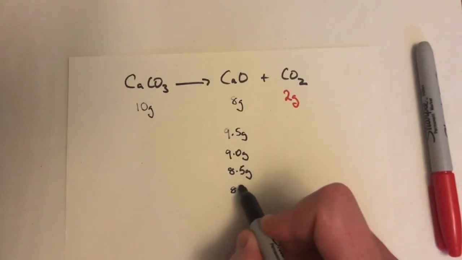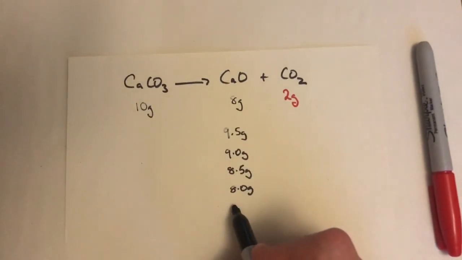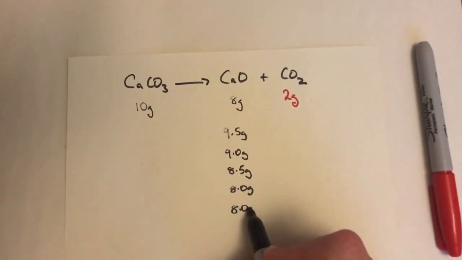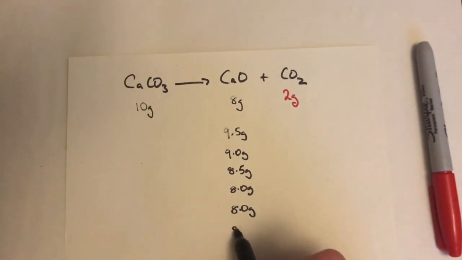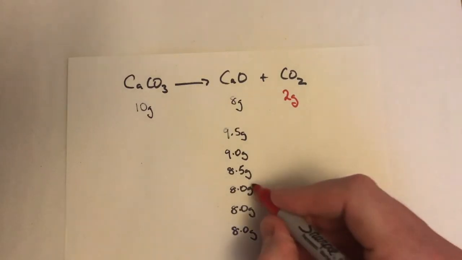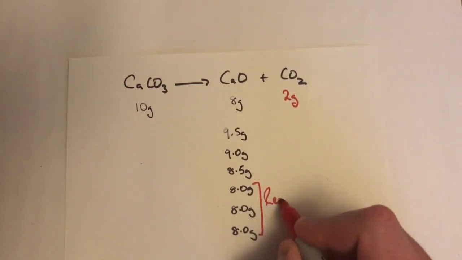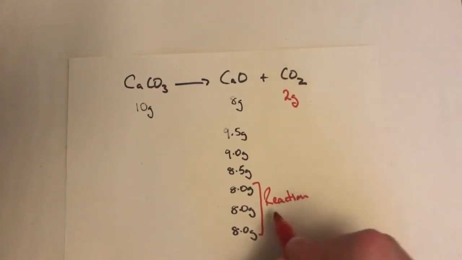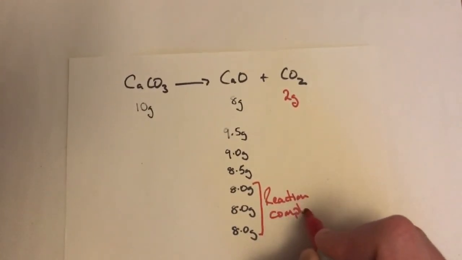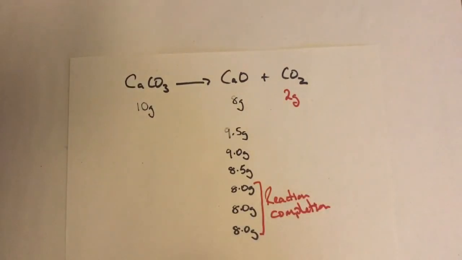I then get down to here, I check the mass again, it now weighs 8 grams. A few more minutes of heating it and reacting, and it still weighs 8 grams, and check it again and it still weighs 8 grams. So I can see now, because I've got this period where the mass has stopped changing, this means the reaction is finished. The reaction is complete. The mass now has stayed stable, it stopped dropping.